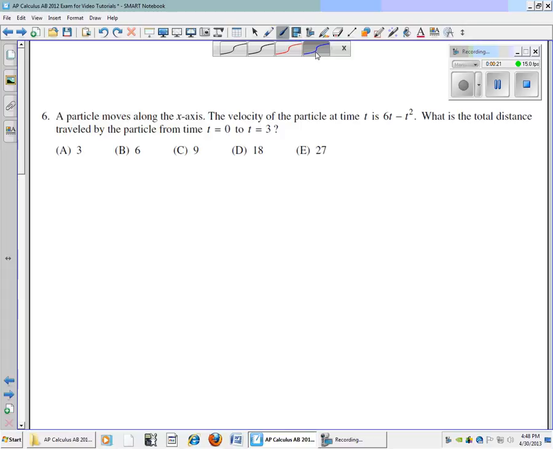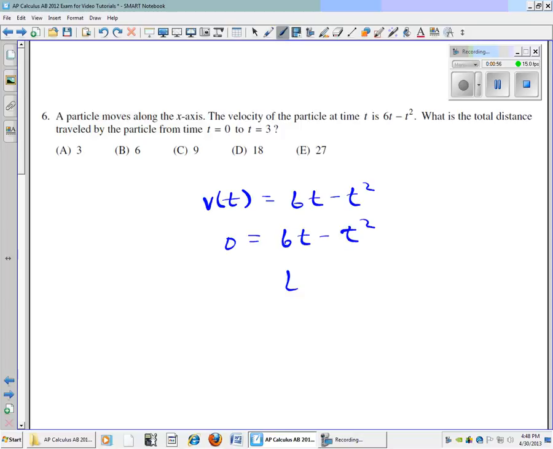3? Well, the first thing I want to know is, does this particle change direction on that time interval? And we can look at the velocity function to determine that and make sure that it does not before we proceed. So let's go ahead and look. If we have the velocity of t is equal to 6t minus t squared, and we set that velocity equal to 0, we find out at what point in time the velocity is at rest or about to change direction.